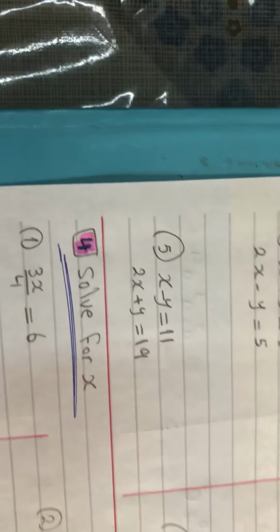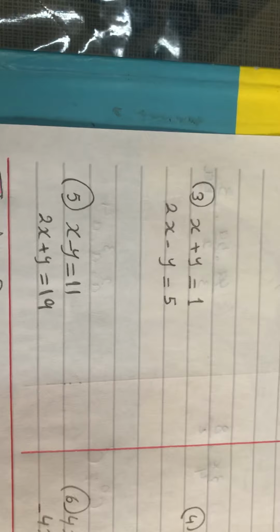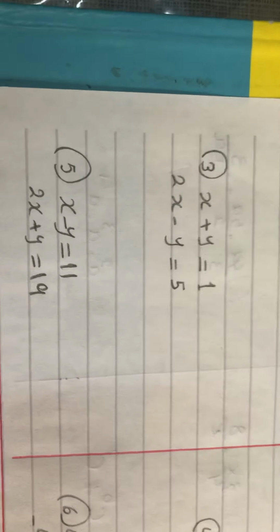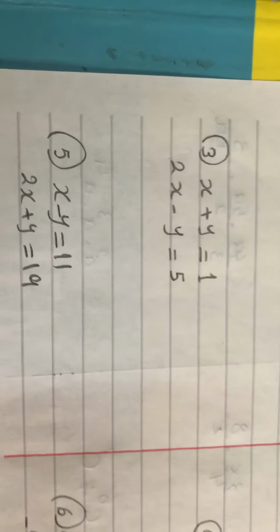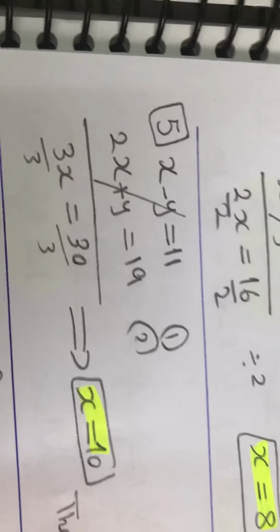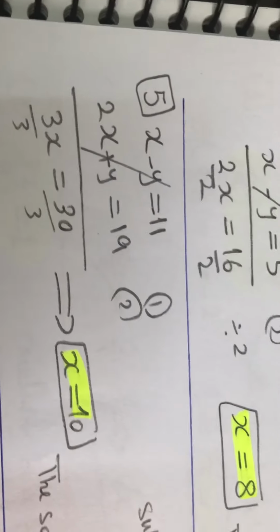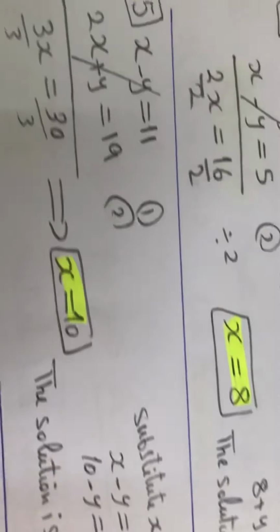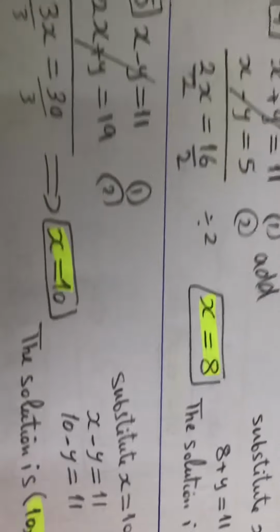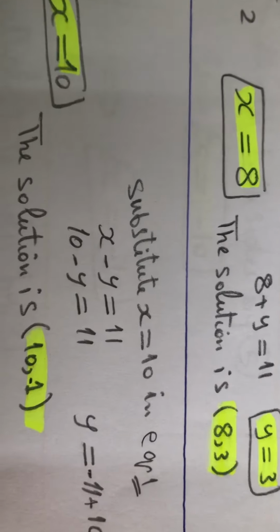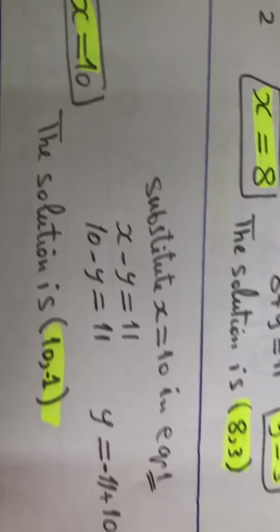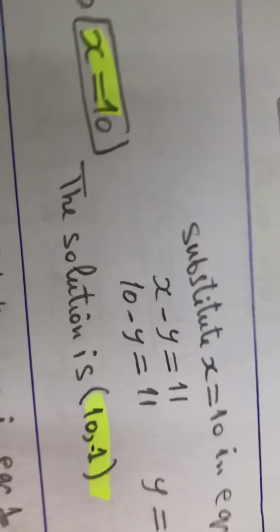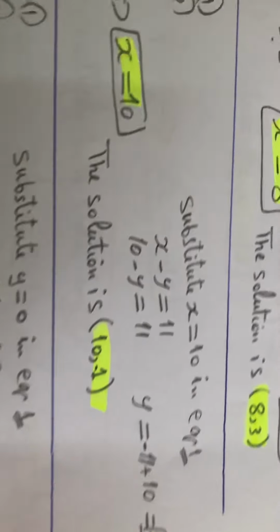Number 5, take care, girls, from these problems. Important: x minus y equals 11 and x plus y equals 19. I'll use elimination. I'll cancel y positive with y negative. Now you have 3x equals 30. So divide by 3 both sides, x equals 10. Substitute x in any equation. I choose the first equation, x minus y equals 11. So 10 minus y equals 11. That's to say y equals negative 1. The answer is 10 and negative 1. Important, important, important.